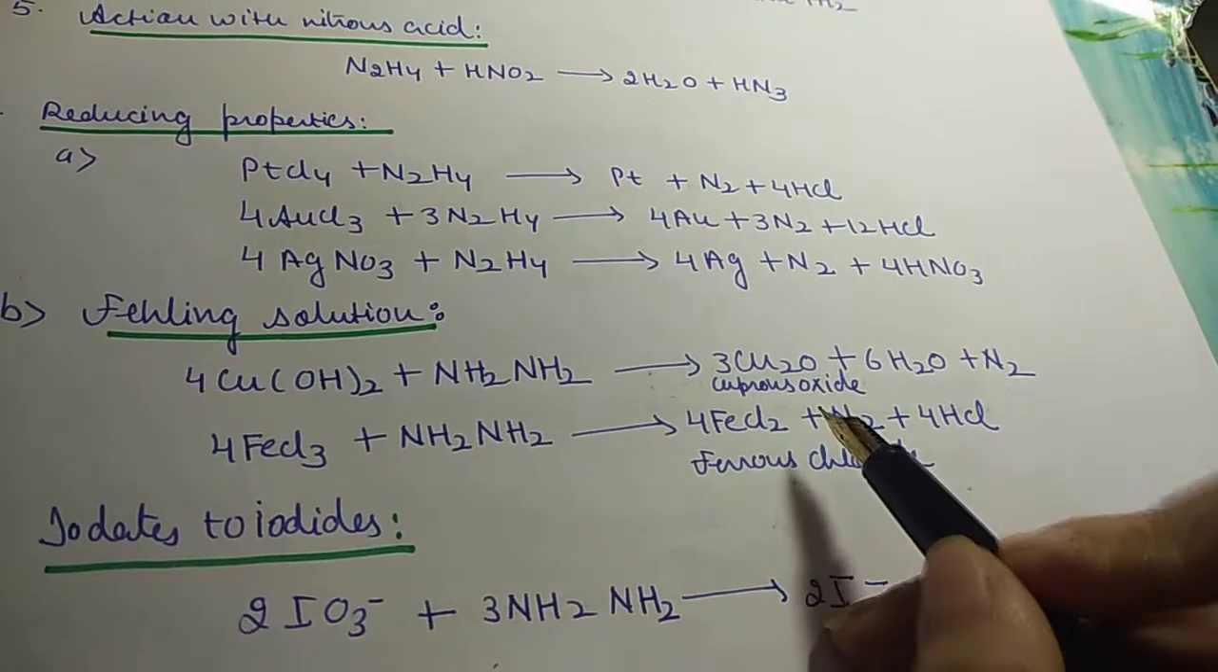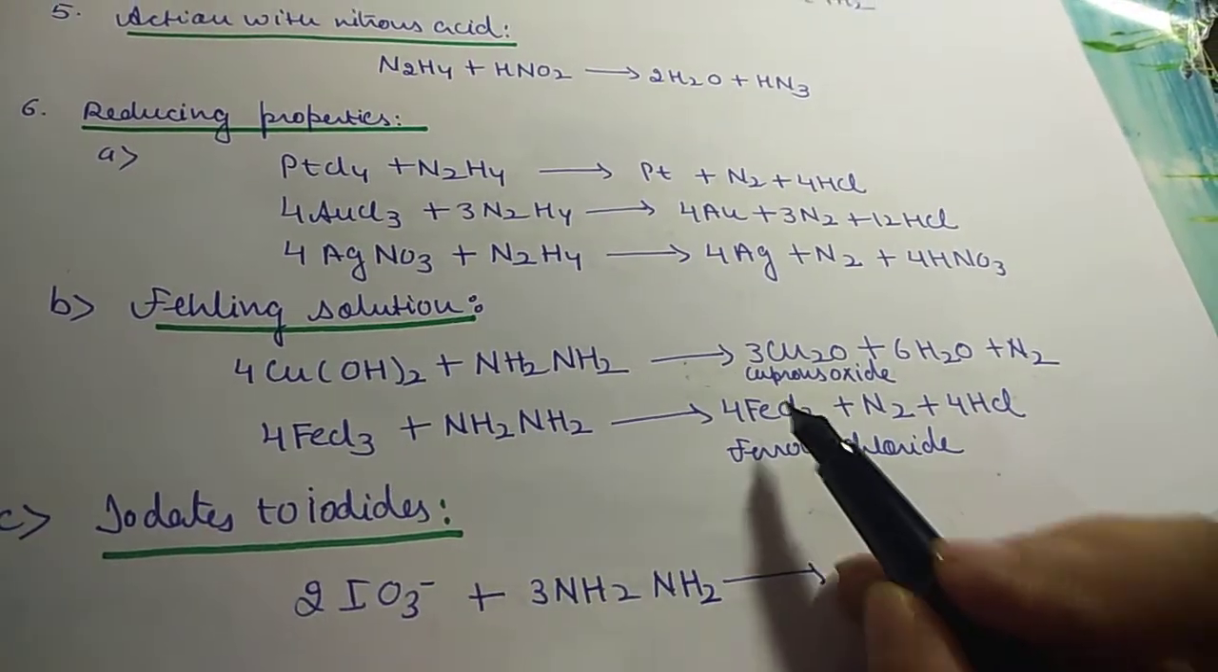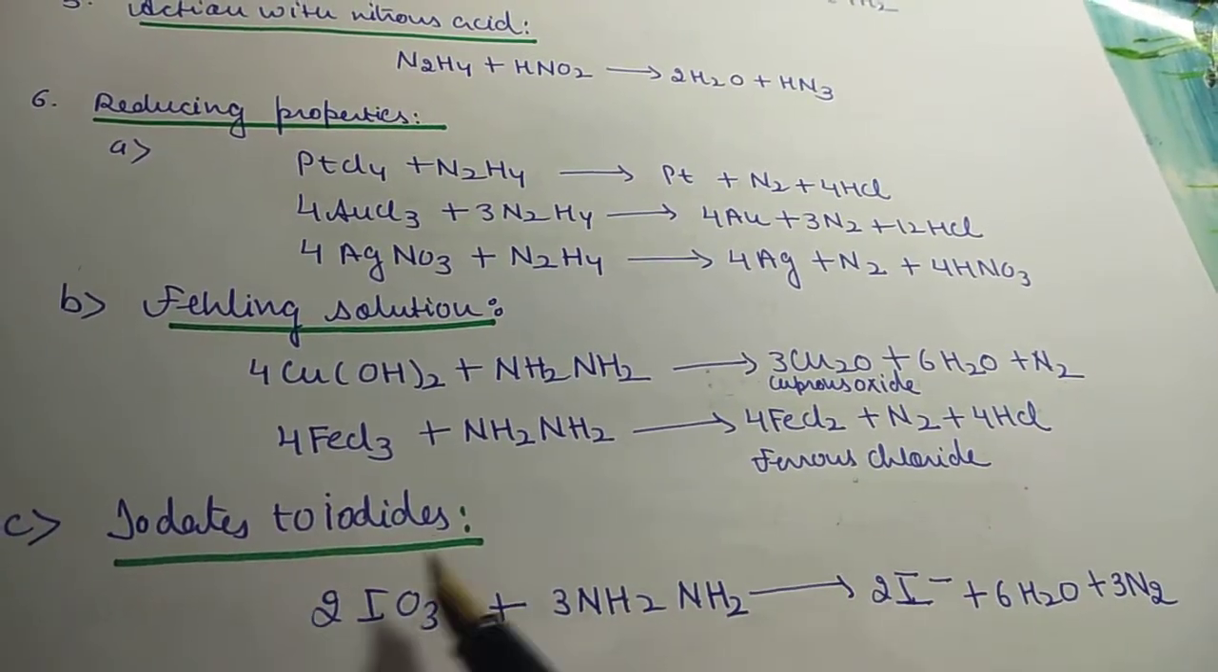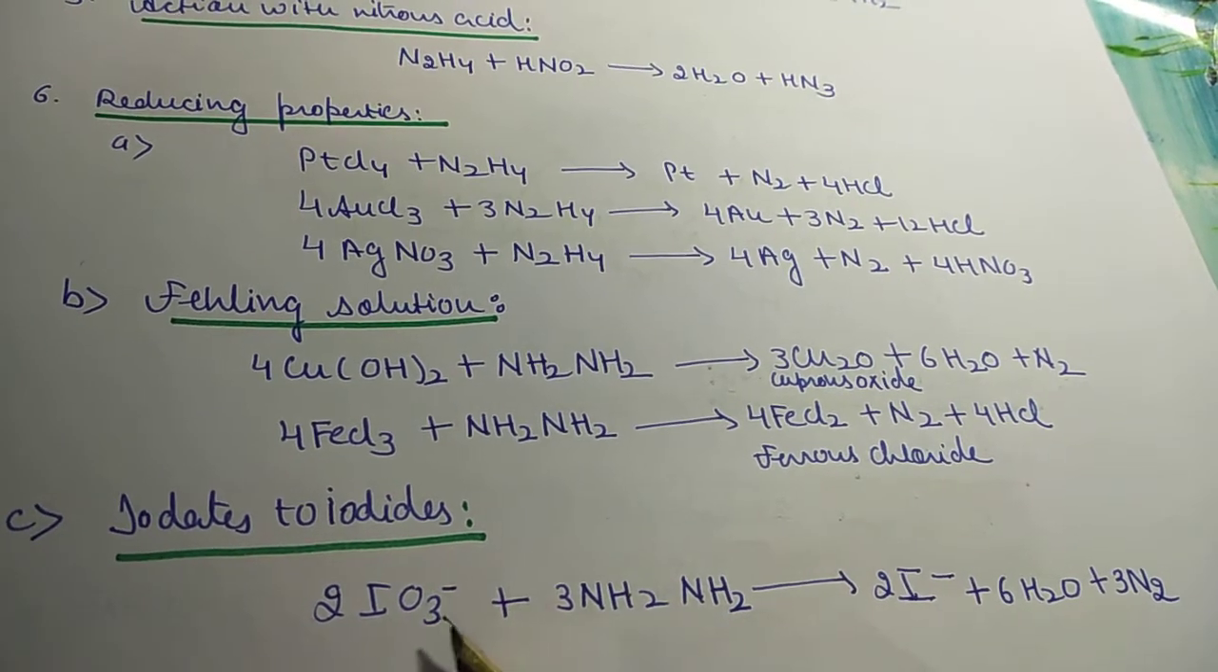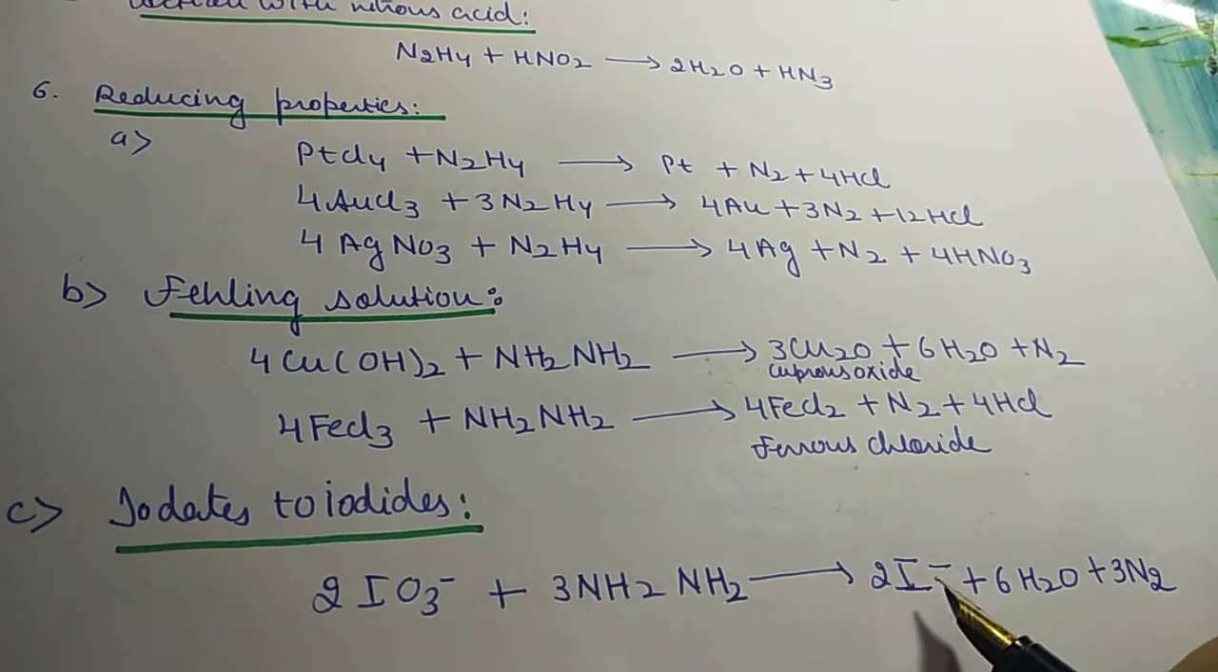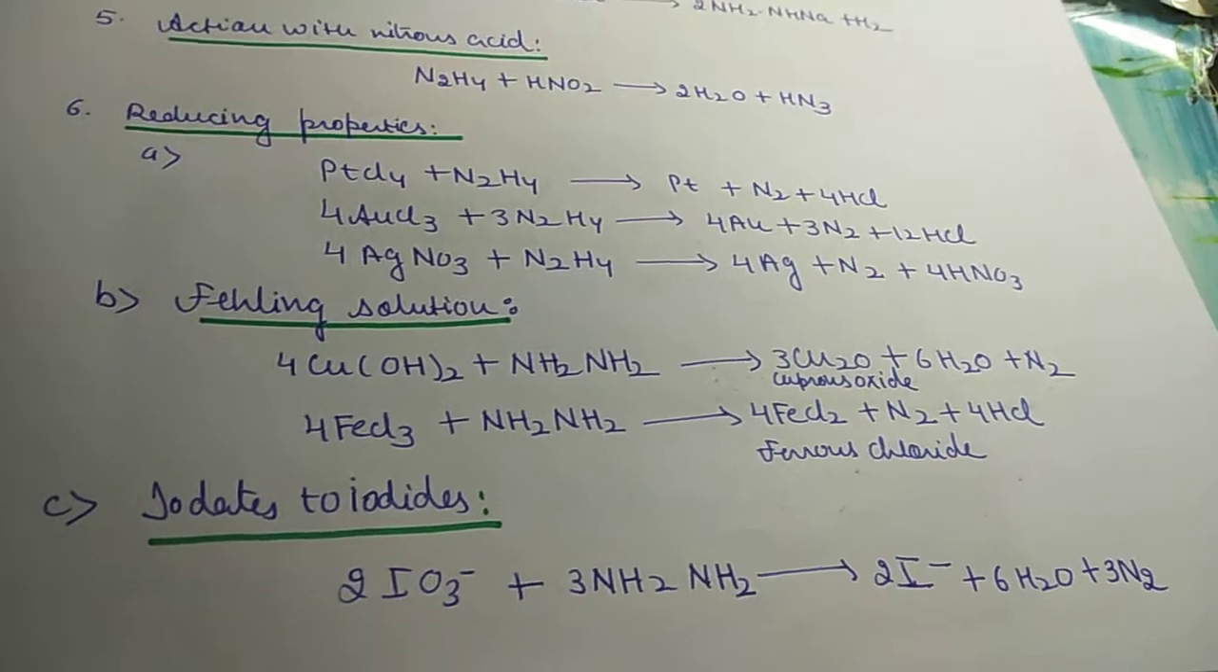Again, it has reducing properties. That is why ferric is converted to ferrous. Then iodates are converted to iodides by it. IO3 negative with hydrazine gives iodide, water and nitrogen.